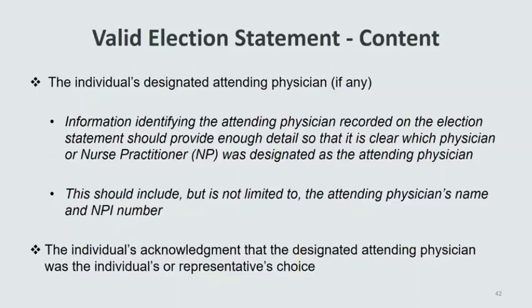So when you're looking at this election statement, you either have to make sure that, like the CTI, all the components are on one page, or the items that aren't are labeled as an addendum to the election statement, or it's election statement page 2 of 3. Whatever it is, I think you all understand what I'm saying here. We've got to make sure that it's clear to a reviewer that this is part of the election statement, and it does contain the individual's designated attending physician if they have one.